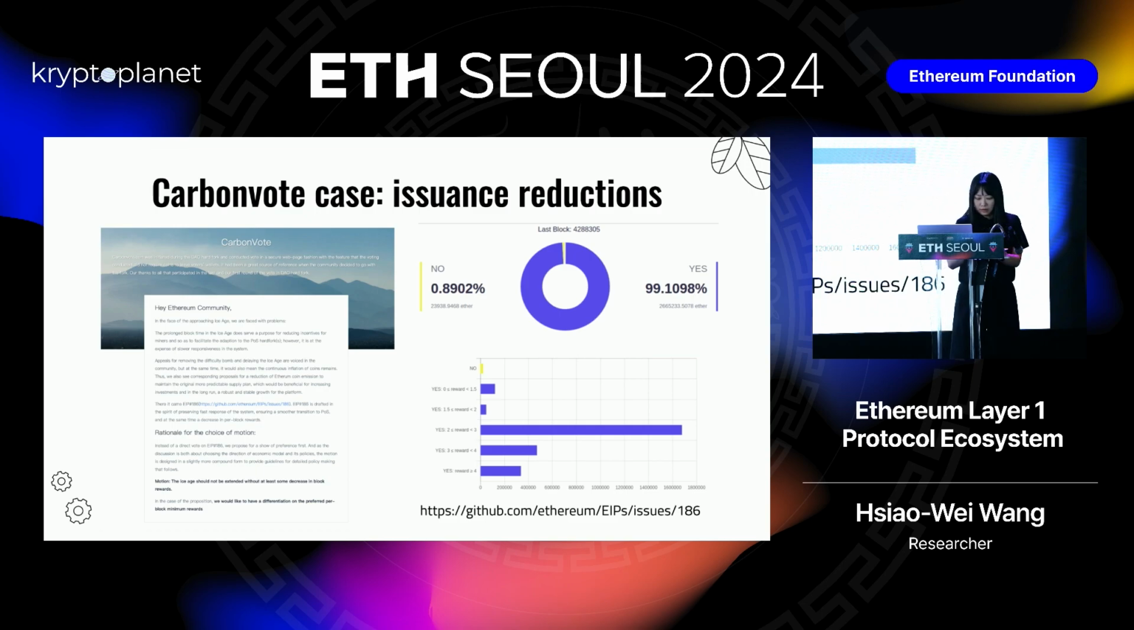And then later in 2017, carbon vote was also used to determine the size of the issuance reductions. So I think it was EIP 186 that they decided to reduce the issuance, but they didn't know how much is reasonable. So they used the carbon vote to decide the size of it.